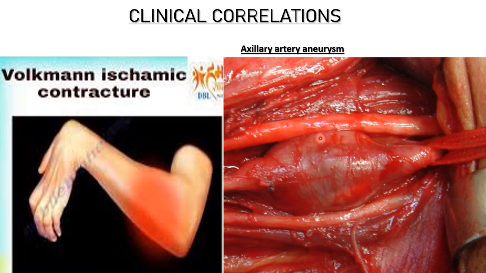As it is compressing against these two nerves, the nerve supply to the upper limb might be compromised. So a patient with an aneurysm of the axillary artery will present with what? Will present with paresthesia and muscle weakness. The only way to remove this is via surgery, where you remove the aneurysm and then reconstruct the two remaining parts of the artery.